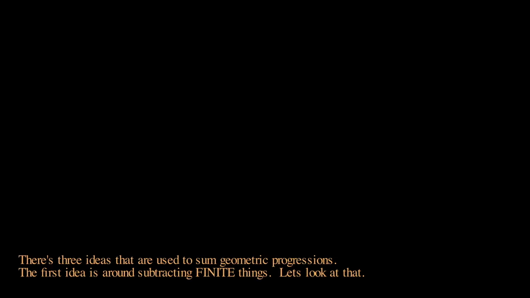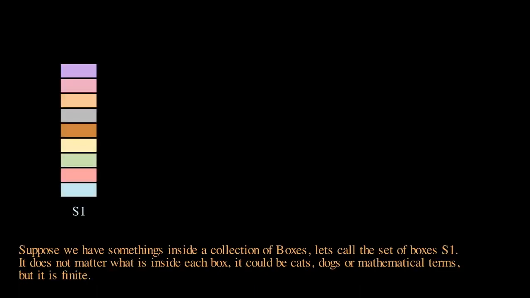There are three ideas that are used to sum geometric progressions. The first idea is around subtracting finite things. Let's look at that. Suppose we have some things inside a collection of boxes. Let's call the set of boxes S1. It does not matter what is inside each box. It could be cats, dogs, or mathematical terms, but it is finite.